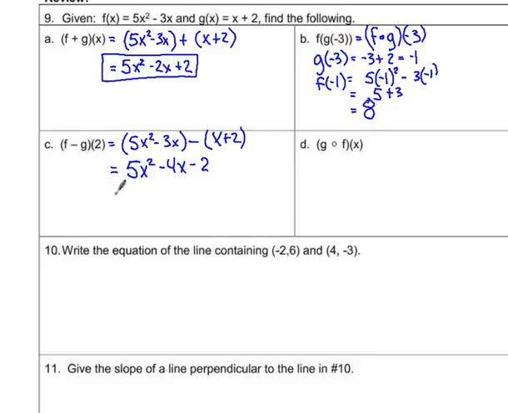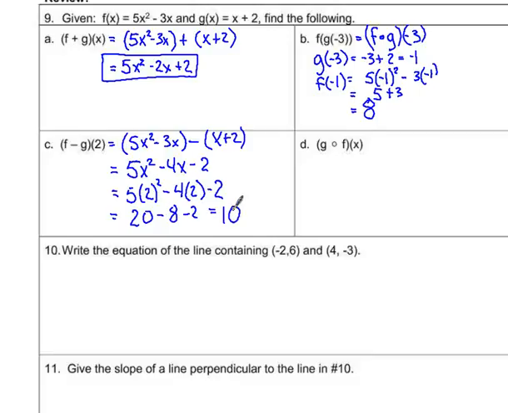So f minus g evaluated at 2, we need to now plug in the value of 2, and we get 5 times 2 squared minus 4 times 2 minus 2. All right. What that is, 5 times 4 is 20. 20 minus 8, minus 2 more. In the end, we get that is equal to 10. All right.